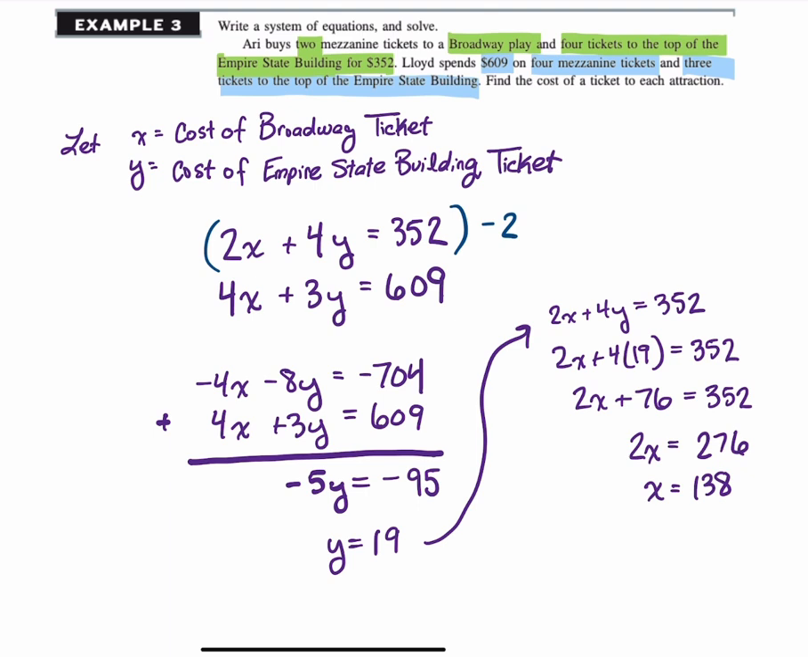So let's answer in terms of the context of our problem. The Broadway ticket was $138 per ticket, and the Empire State Building is $19 per ticket. That was our Y.